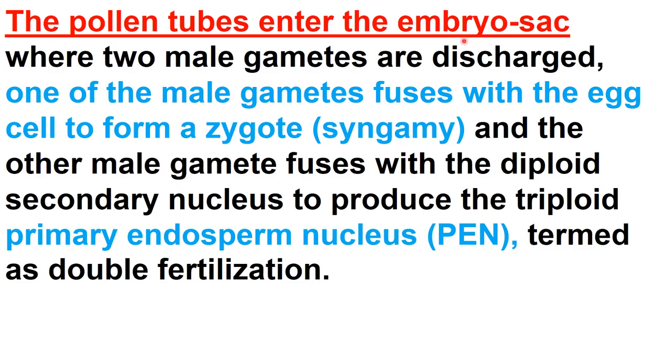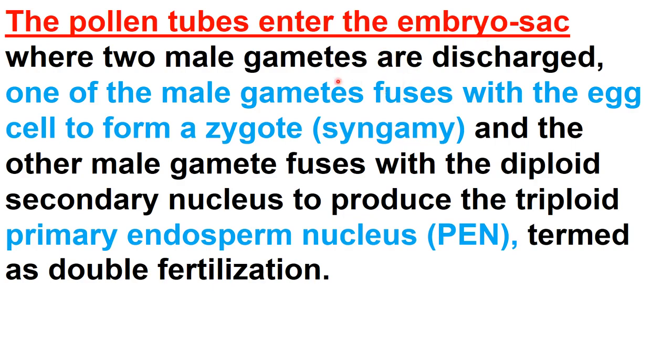Now what happens when the pollen grain reaches the stigma, the female part of the flower? Then the pollen tube will arise from the pollen grain. Now this pollen tube will start growing and will enter the embryo sac. Now inside the embryo sac, 2 male gametes are discharged because these male gametes are present inside the pollen grain. And when the pollen tube is developed from the pollen grain, these male gametes will come into the pollen tube, and these pollen tubes will reach the embryo sac.